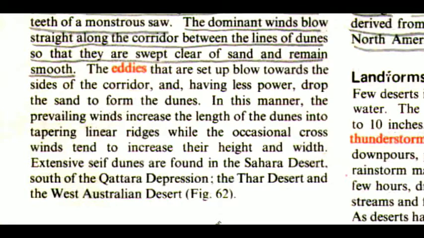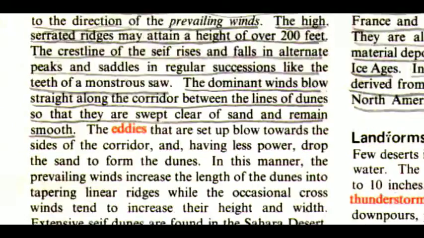Extensive seif dunes are found in the Sahara Desert, south of the Qattara Depression, the Thar Desert, and the West Australian Desert.